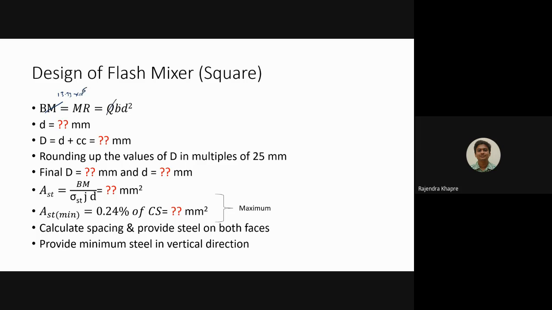What will be the Q value? 1.527. B value will be 1000. D value we have to calculate. How much is the D? बोलो.